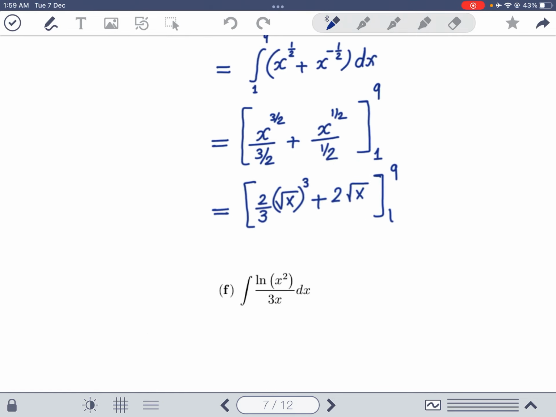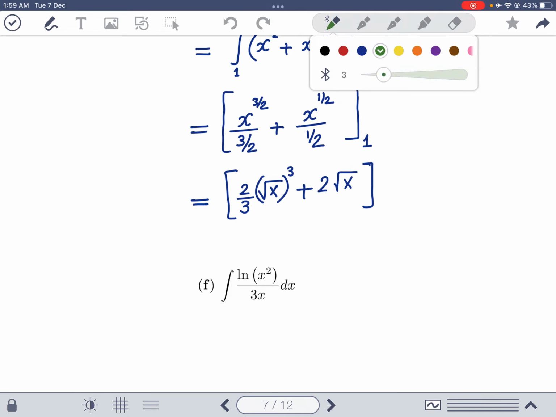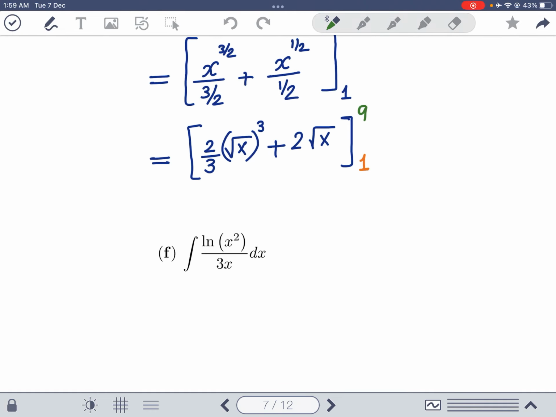Now is the time to replace things. So because of this, I'll change colors. I'll put 9 in green. Let's make it thicker. 9 in green and 1 in orange, so that you see that first you apply the green. I want you to make sure that you do it 3 times in this video, so you don't ever substitute 1 first, ever. Never do that. First you substitute the 9.